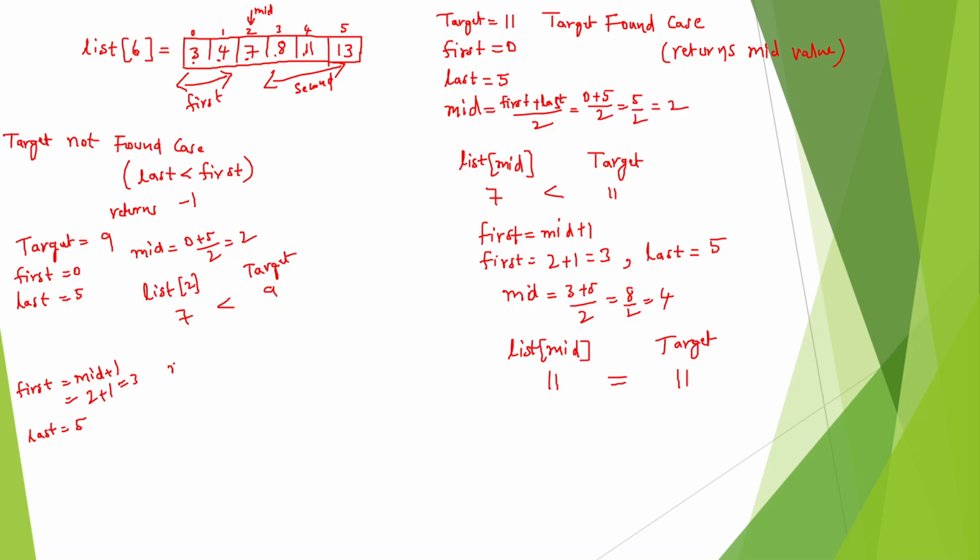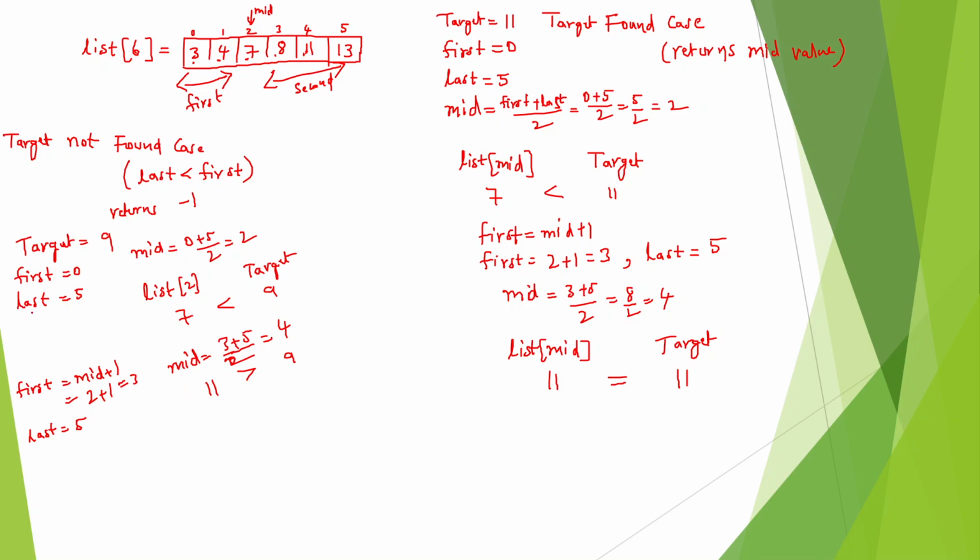Calculate the new mid. Mid equals first plus last divided by 2. So 3 plus 5 divided by 2, that is 8 by 2. It is 4 only. So list of 4, how much is it? List of 4 is 11. We are comparing with 9. Our target 9, we assumed. Okay. So as you can see, your target is lesser than the list of mid.